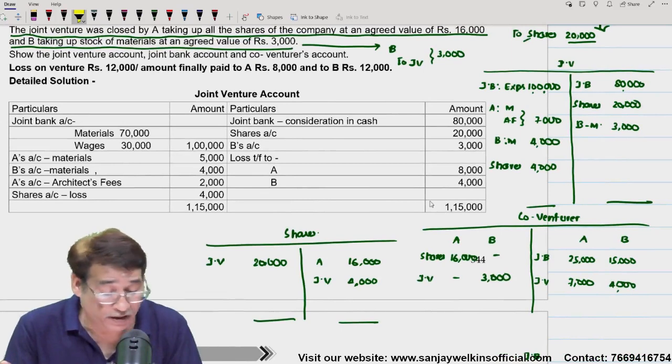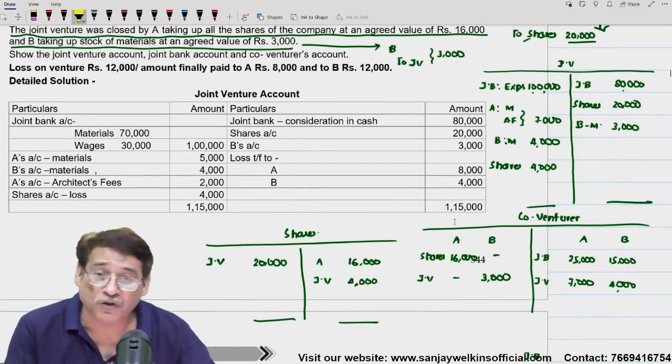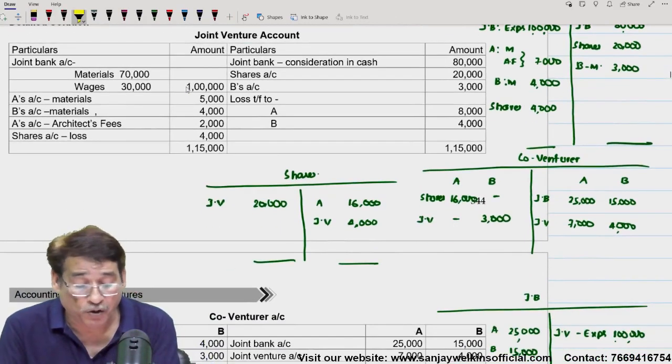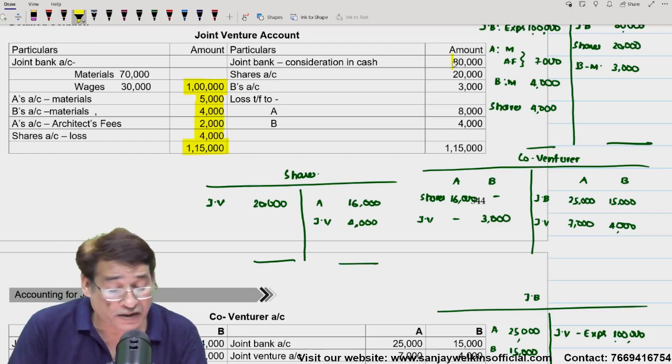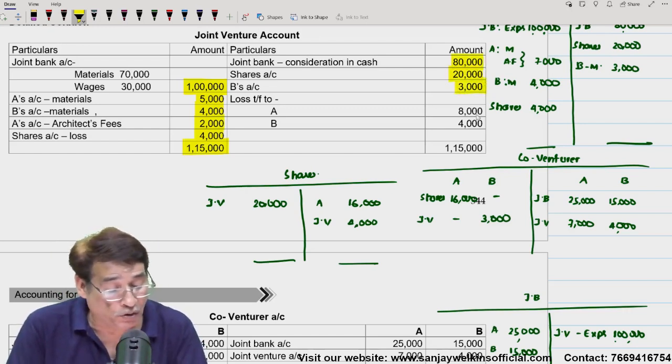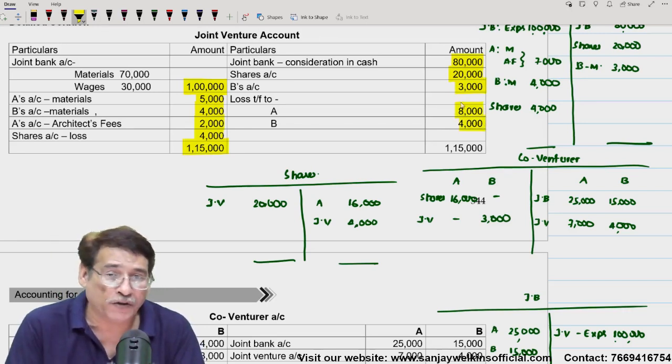Your credit side this time, see here, this is your joint venture account. Correct? Total expenses to joint bank 1 lakh, material supplied by A and supplied by A, that is total 5 plus 2, 7,000, material supplied by B 4,000, and shares loss. So our debit side total is bigger, and on the credit side we have written joint bank, shares, material taken over by B. So our total loss is 12,000, and this 12,000 worth of loss is divided in the ratio of 2:1, 8,000, 4,000.